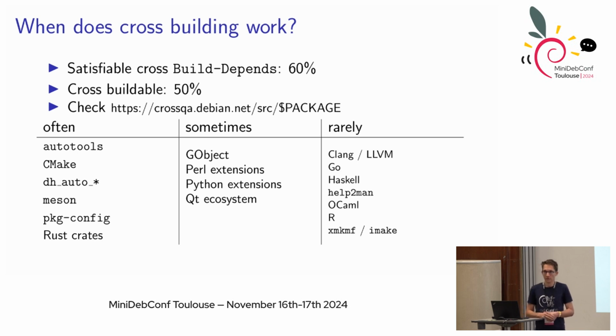Haskell I attempted looking into, but it's difficult. help2man is generally something that doesn't work at all because it's running stuff at build time. If you want to help cross-building, please do avoid help2man. I see no way of fixing that. OCaml and R are something. Do you have any experience on that? You can sit down with me. And if you see any package using xmkmf, Imakefile, or imake, please make that build system go away. It's completely unfixable. Makefiles tend to work better.